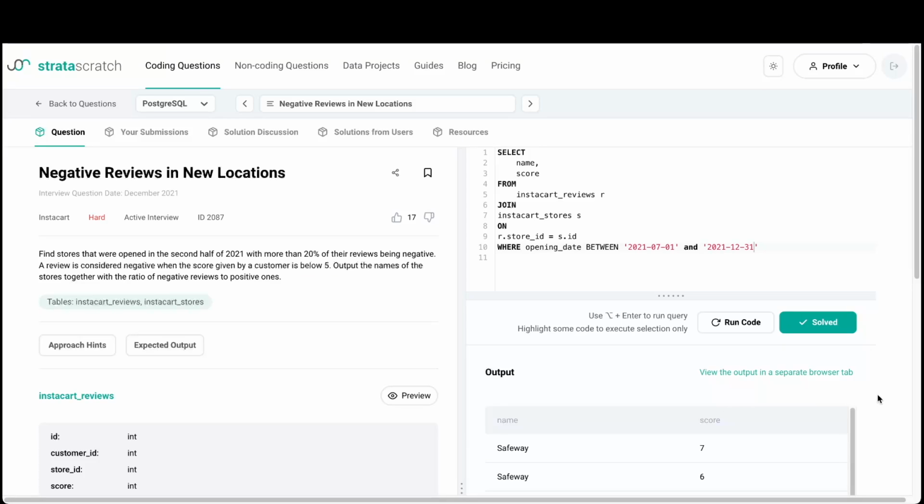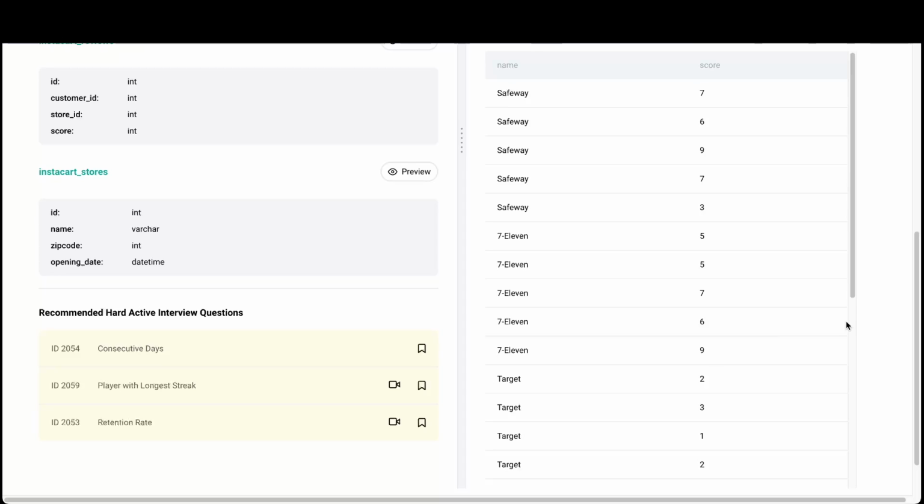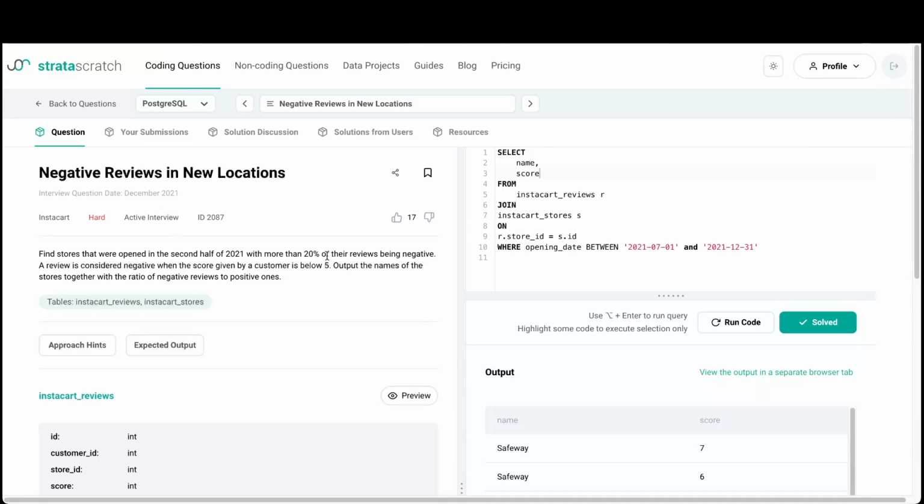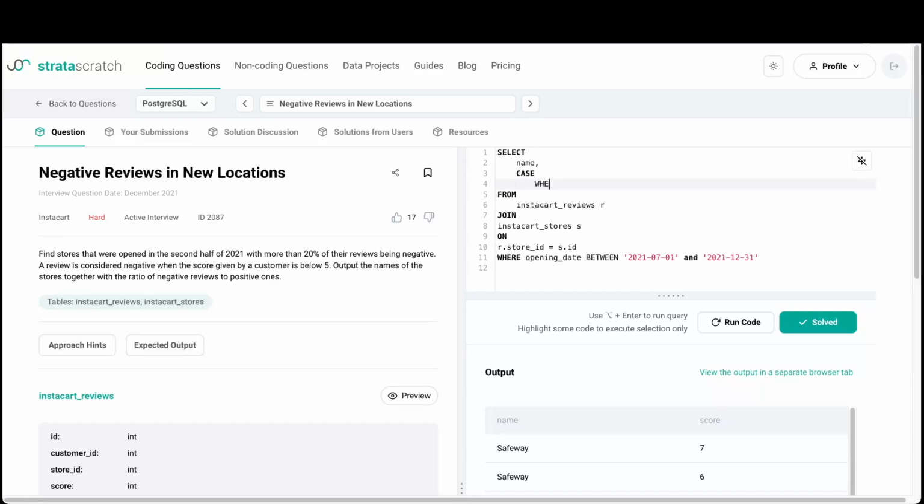All right, so what we see is the number of rows just for the second half of 2021. And we have all the scores here, but as you see, we don't need to know the individual scores. We need to know what is a positive score and what is a negative score, which is defined by whenever the score is below 5, that would be negative. One easy way to do that is to use a case statement. So we'll remove the score column and use a case statement to get positive and negative.